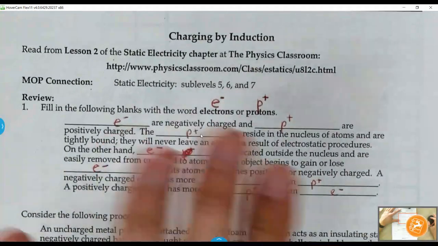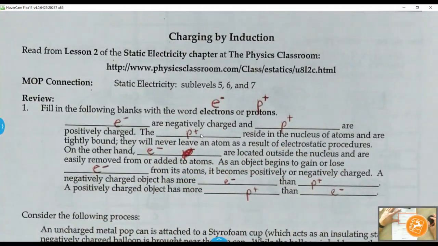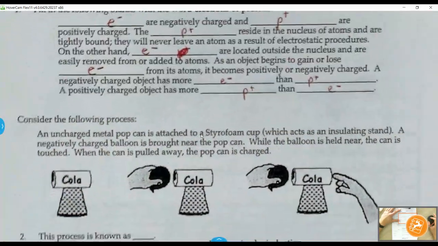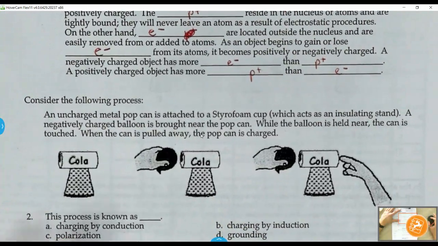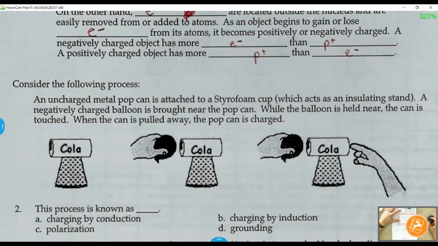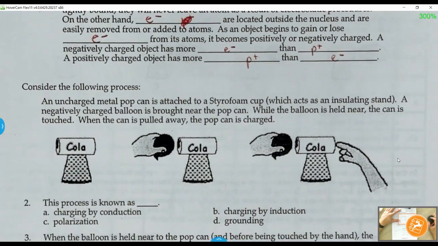Right, induction. Only the electrons are moving, protons can't. But for the sake of this, I'm going to show a distribution of charge, so it's not a 100% accurate thing. Okay, right here we got a soda can. It's chilling on a styrofoam cup, which acts as an insulator.